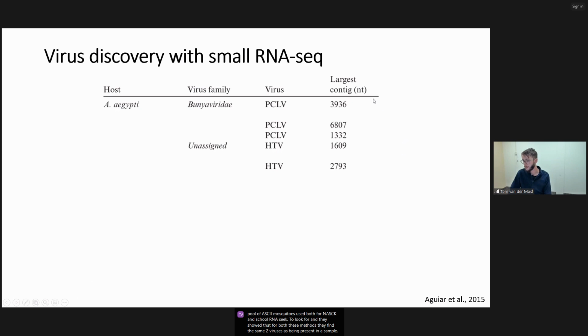What you can imagine using only these small reads is that it can be quite difficult to make large contigs, which they actually managed to do. They actually managed to make quite some large contigs here. You can also imagine that if you have unknown viruses or very divergent viruses, building contigs can become quite more difficult using this approach.